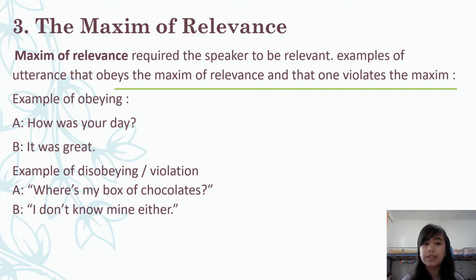For example, disobeying or violation: Where's the box of chocolates? I don't know. I don't know mine either. In the second example, B's answer is not relevant to A's question. B says something else which is not about A's problem at all.